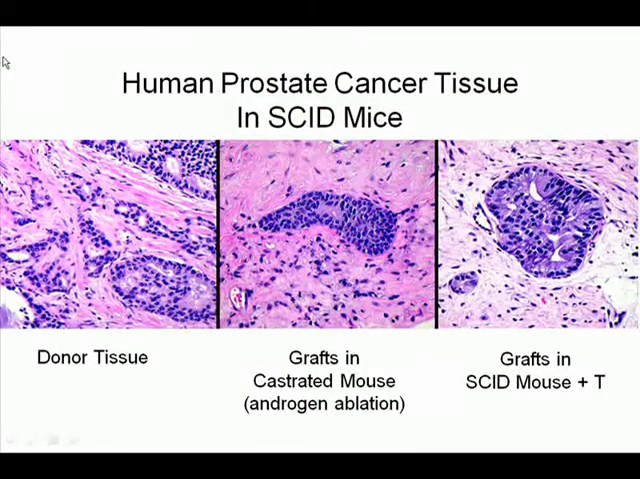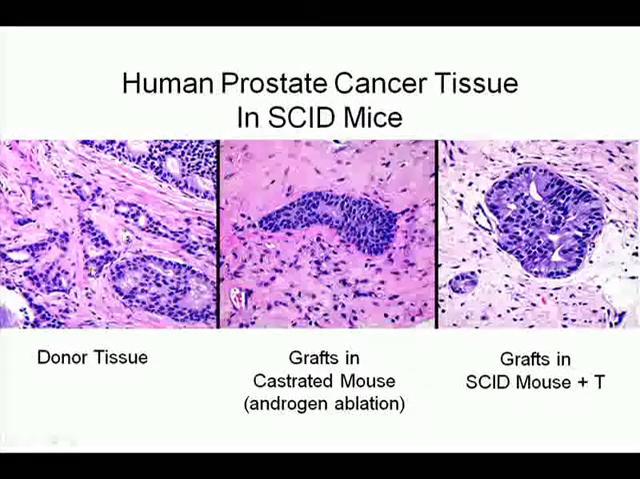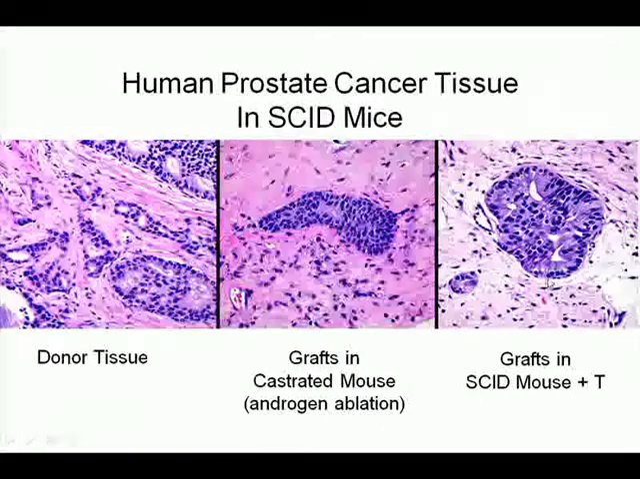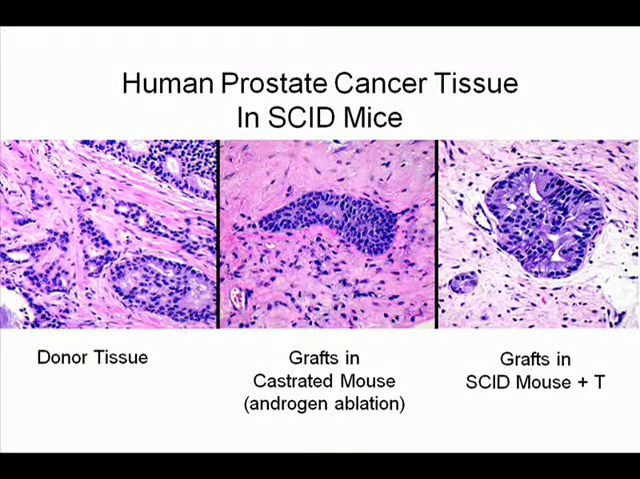So this is a piece of prostate cancer tissue. You can see this is a donor tissue. If you graft them into a castrated mouse, you can see the cancer cells start to shrink. And if you give them a good condition, they look very similar to the donor tissue. So this suggests the tissue in the renal capsule also responds to androgen manipulation.